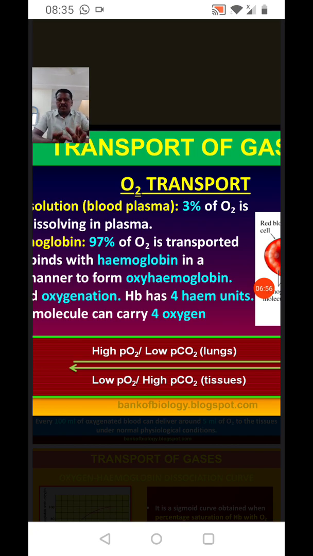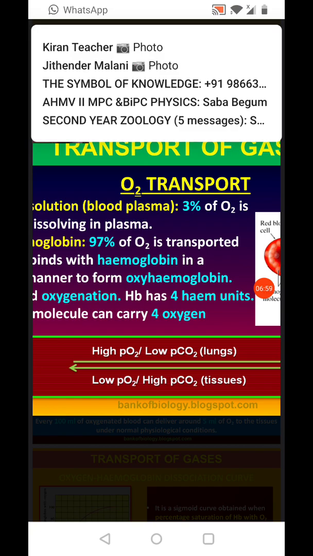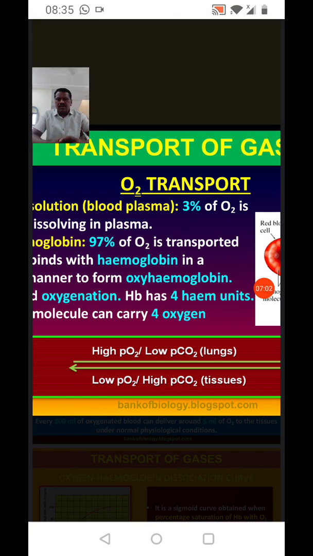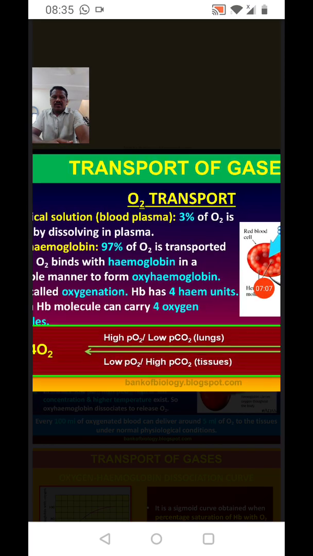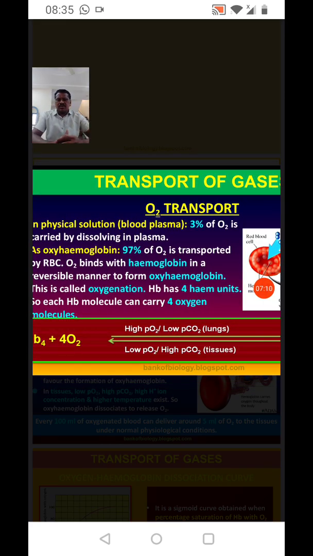Very simple. The oxygen is transported by 2 methods. Number 1 is as a dissolved state. Particularly 3% of oxygen is transported from alveoli to the tissues as a dissolved state. The second one is by oxyhemoglobin. 97% of oxygen diffuses into the blood and combines with the hemoglobin of RBC cells and forms the oxyhemoglobin. Right?